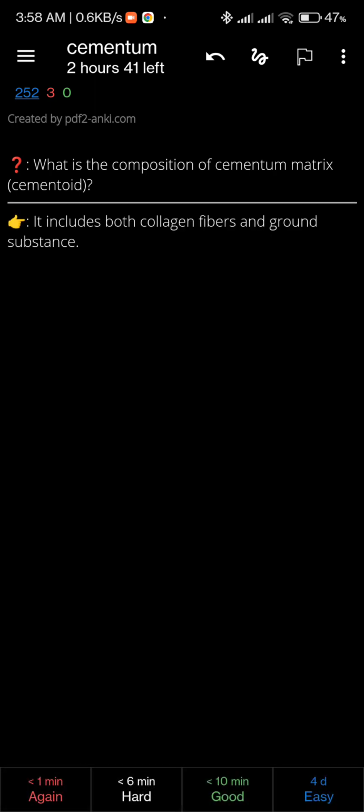So what is the composition of the cementum matrix? The cementum matrix has both collagen fibers and ground substance.